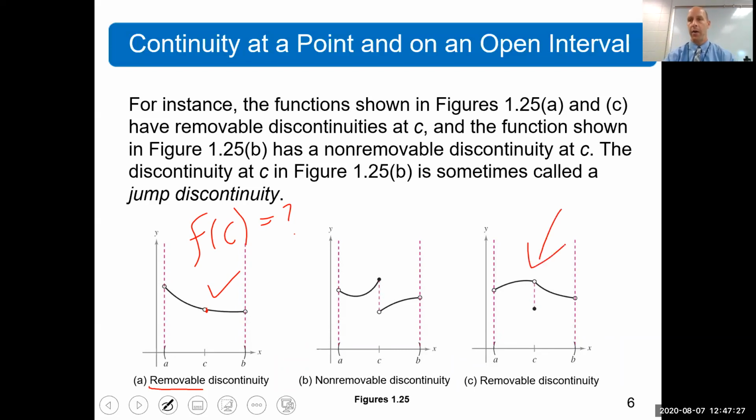Similarly, over here, we've got a hole there. If we took this point and moved it up to where that hole is, we could fix that. That's a removable discontinuity. Part B, though, is non-removable because you can't put a point here big enough to fix that hole. And you have to keep in mind that the size of a point is actually infinitesimally small.